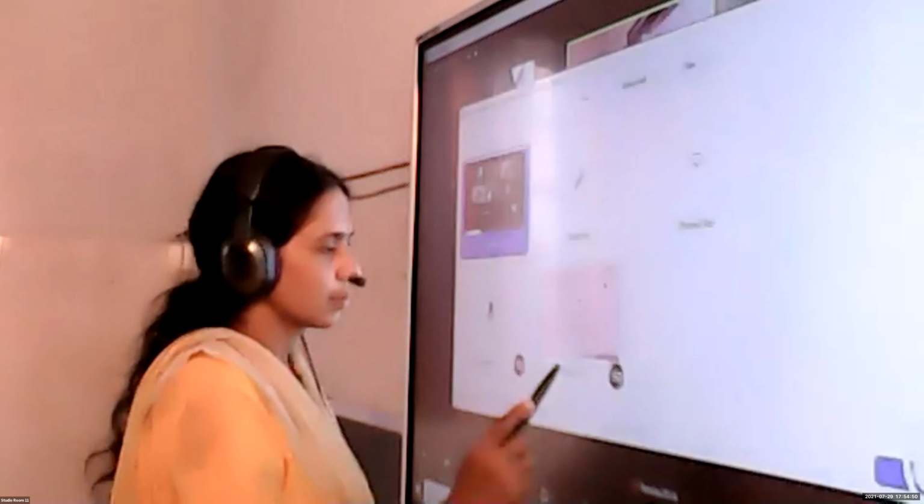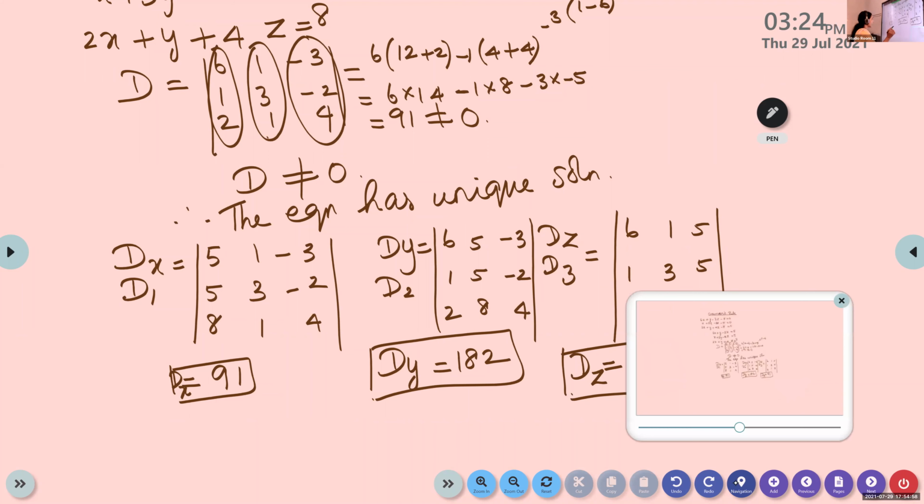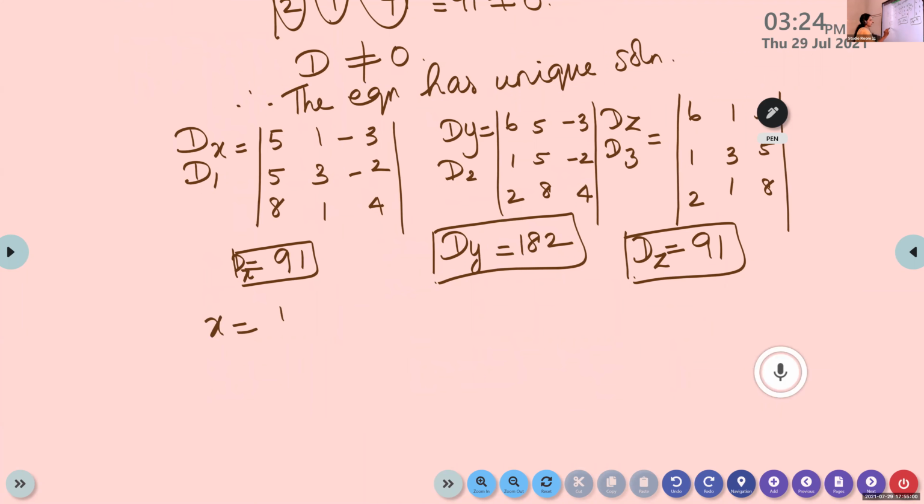Okay. So now listen, children. Our aim is to find the solution. So how will you find the solution? After finding dx, dy, dz, x is given by dx by d. Y is given by dy by d. And z is given by dz by d.